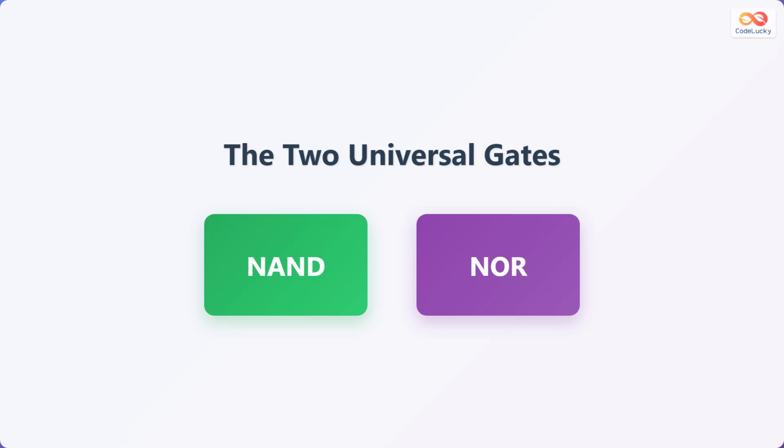There are two primary universal gates, the NAND gate and the NOR gate. We will delve into each of these gates.